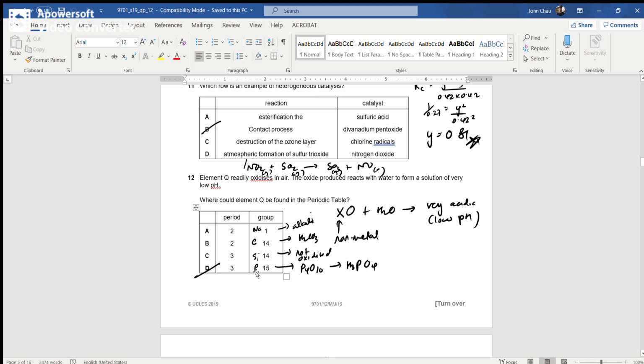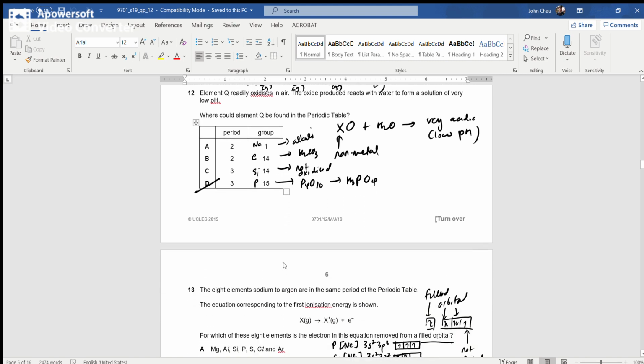And then for D, phosphorus will oxidize to P4O10, and when it dissolves in water, it forms phosphoric acid. This is a solution with a very low pH, between 1 and 2. So that's why the answer is D.